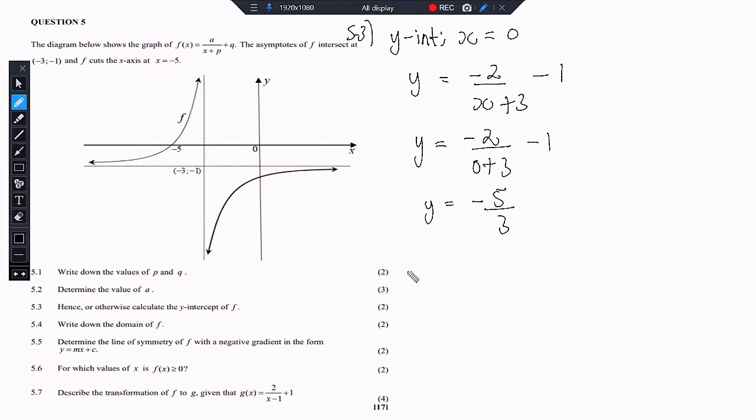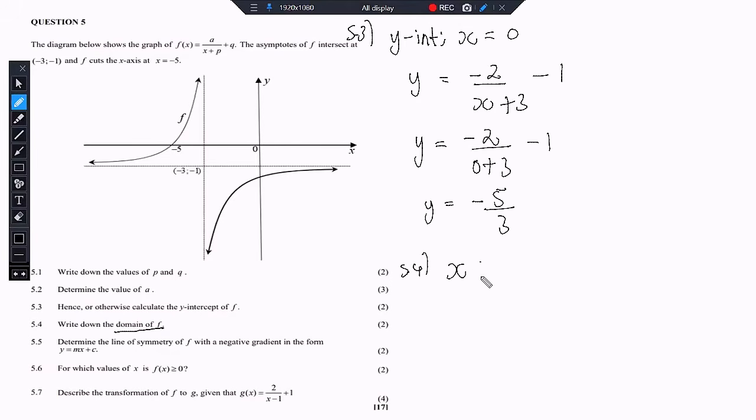Now let me calculate 5.4. It says write down the domain of f. So what is the definition of domain? This is a set of all possible x values. Remember, looking at a hyperbola, you know that all x values can be valid in this graph, but then we only have to exclude the asymptote.